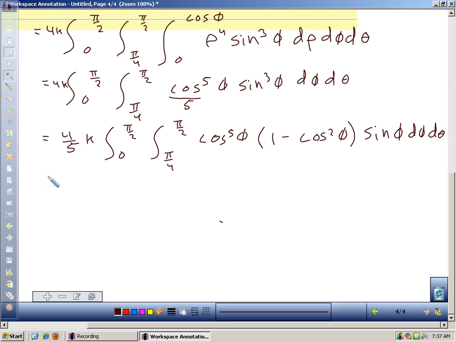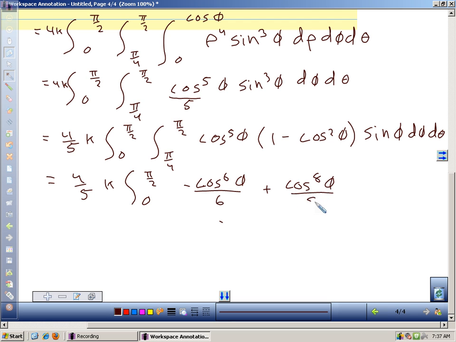So I get 4/5 k, again the integral from 0 to pi over 2 of, when I do my integral, minus cosine to the 6th phi over 6 plus cosine to the 8th phi over 8, d theta, and this is evaluated from pi over 4 to pi over 2. And from here out, this is an easy evaluation.